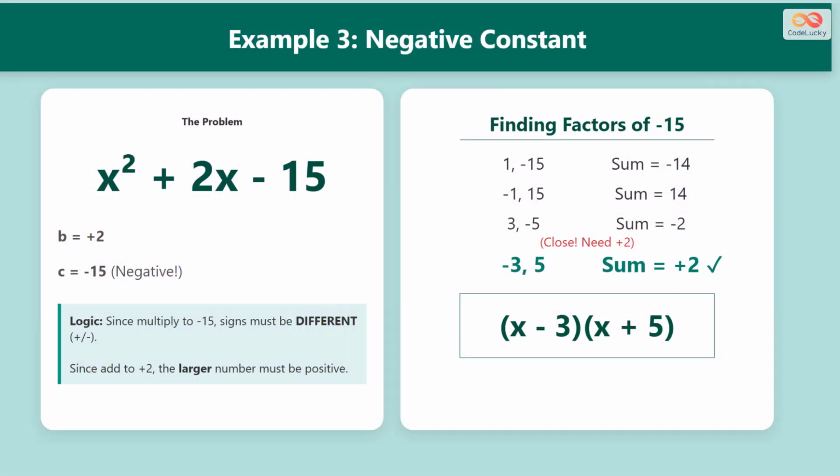What if the last number is negative? Here we have x squared plus 2x minus 15. Since the product is negative 15, the signs must be different, one positive and one negative. We need factors of 15 that have a difference of 2. Positive 5 and negative 3 multiply to negative 15, and 5 minus 3 is 2. So our factors are x minus 3 and x plus 5.